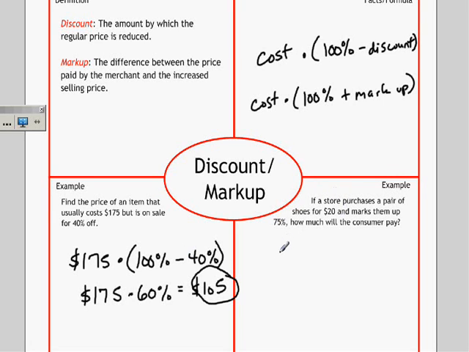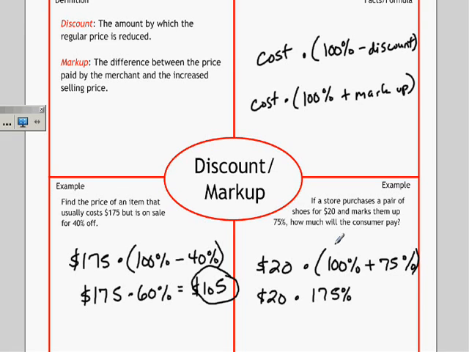Looking at the second example, if a store purchases a pair of shoes for $20 times 100% and marks them up 75%, how much will the consumer have to pay? So this is going to be $20 times 175%. What this 100 does is it accounts for, you're using the distributive property. $20 times 100% is $20. And then 75% of 20 is 15. So you're tacking that on. You're doing it all in one step though.